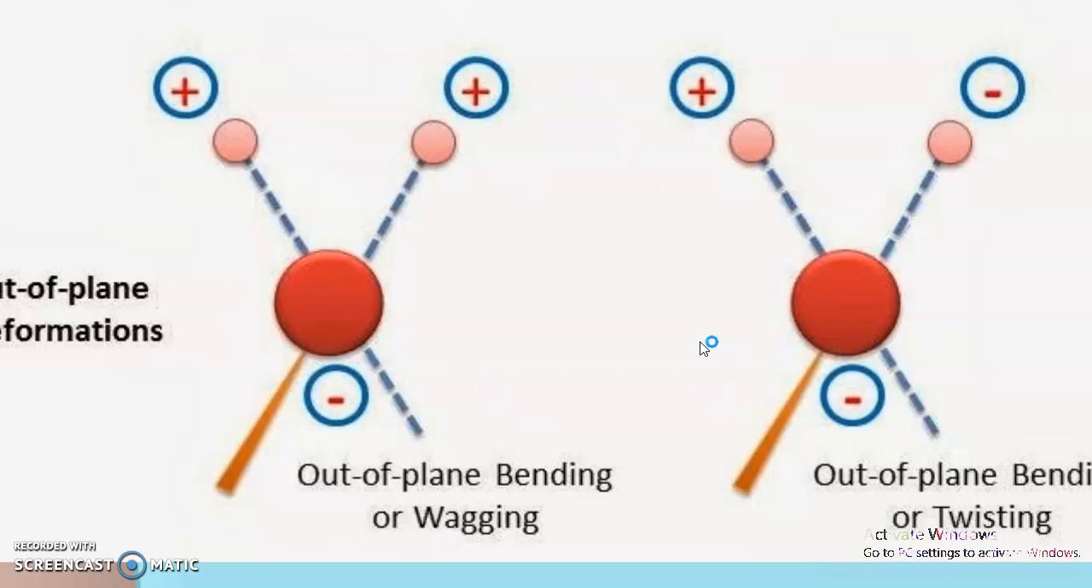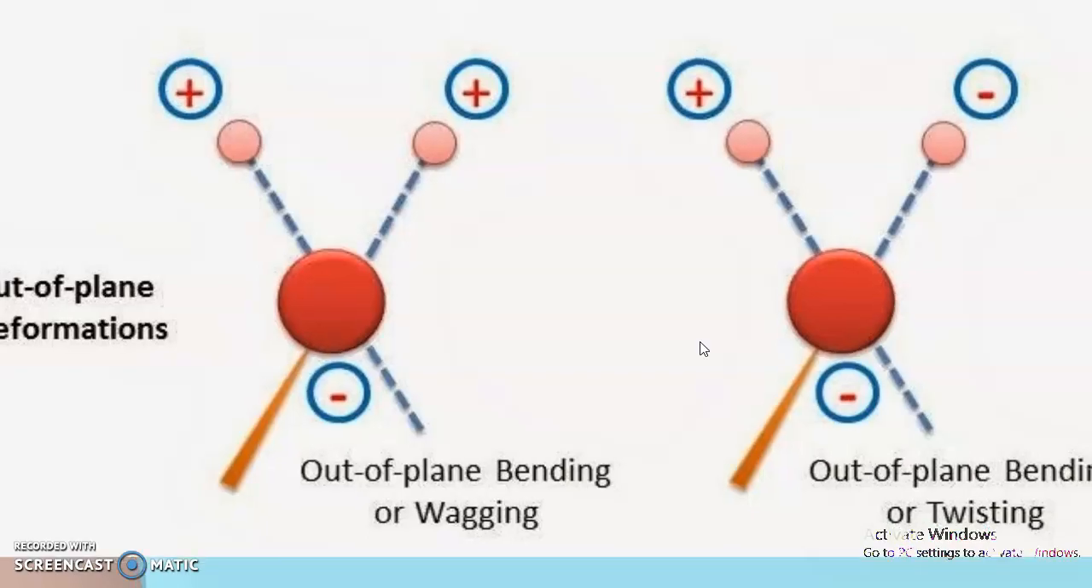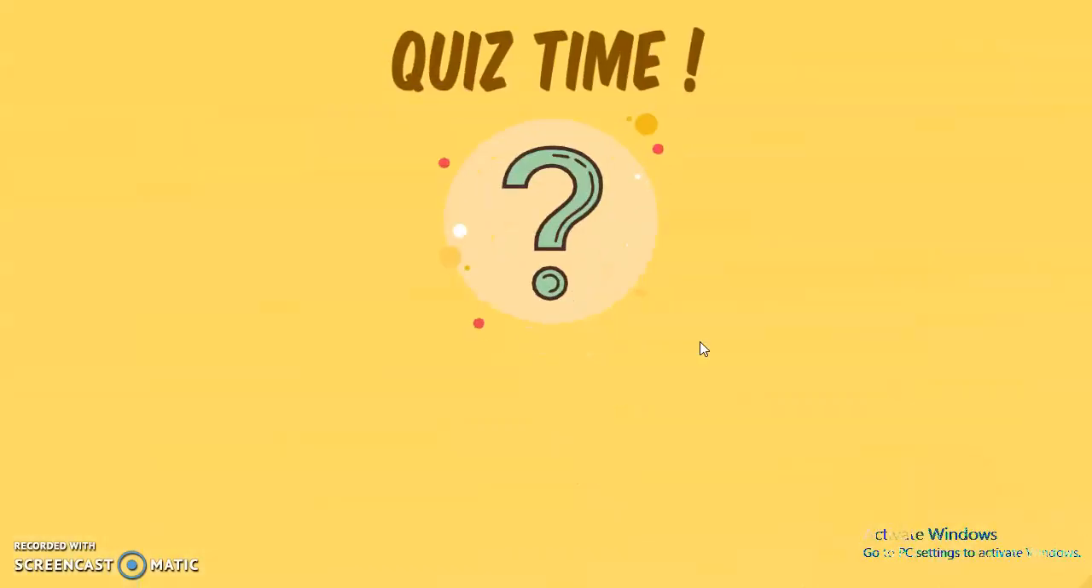So this is wagging, when both are going out of the plane, coming in the plane, going out of the plane, coming in the plane. However, twisting is one coming out, then the other coming out, one coming out, then the other coming out. So you can see in-plane or out-of-plane deformation.